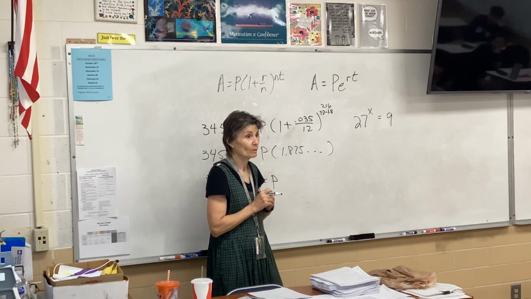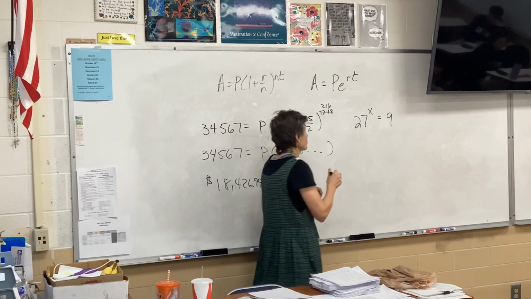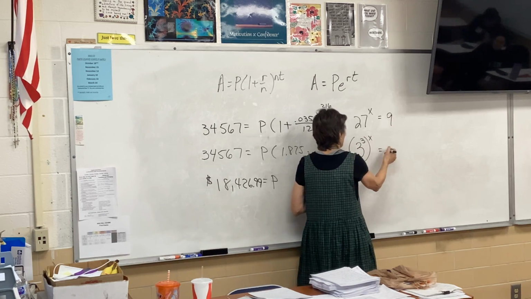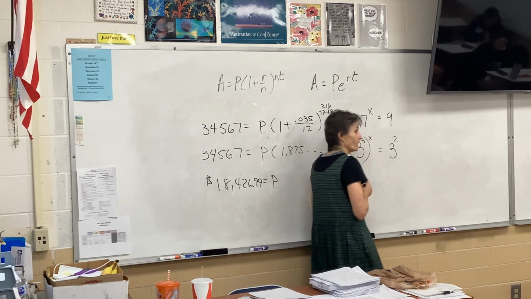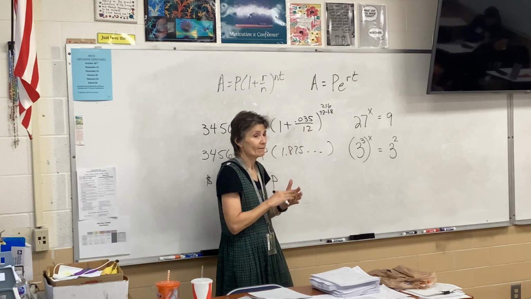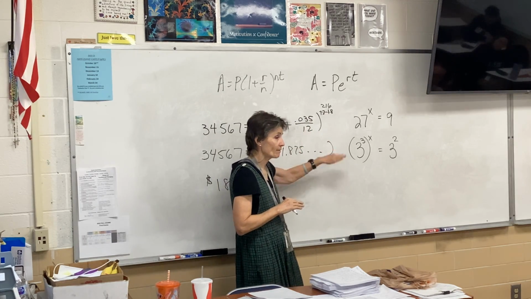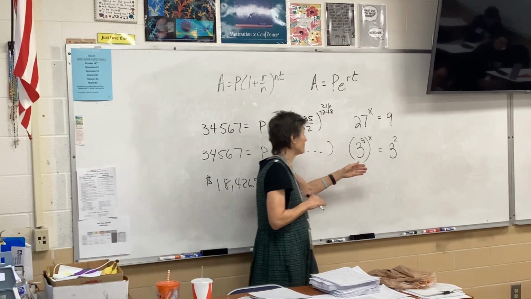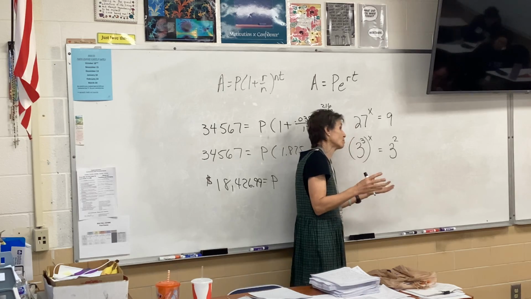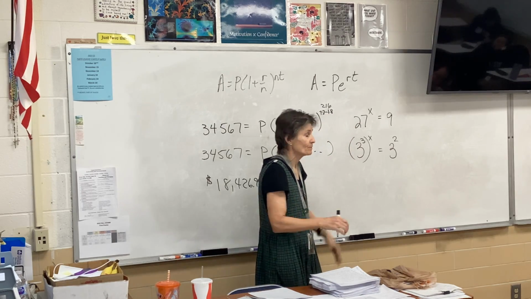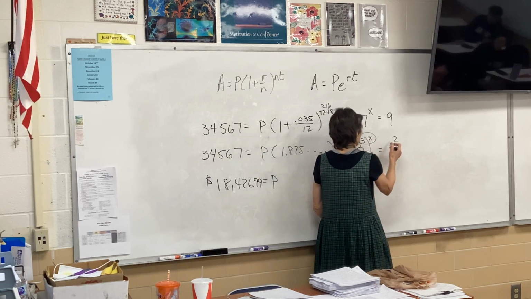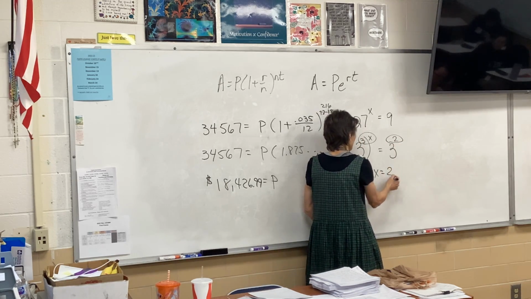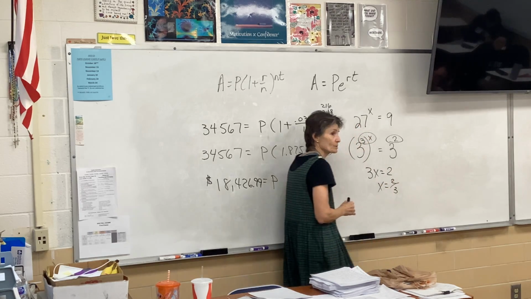They're both powers of 3. So we'll change the 27 into 3 cubed, and we'll change the 9 into 3 squared. If you don't have a calculator, this is what you have to do. And usually we change them into 3s or 2s, something small, because again, you don't have a calculator. So once you do that, then the exponents are equal. So 3x equals 2 and x equals 2/3.